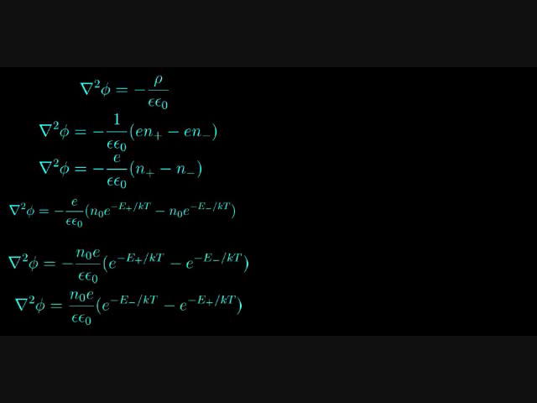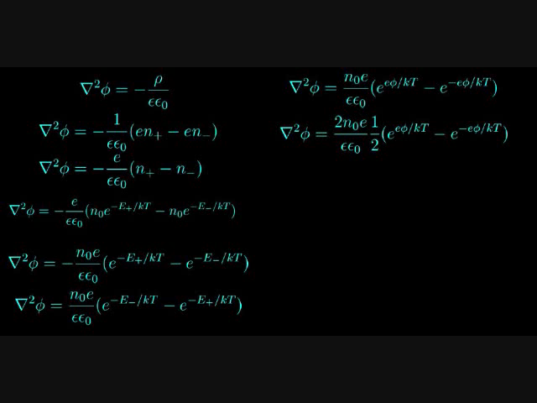Distribute a negative sign. The energy of a particle is its charge times the electrostatic potential phi at distance r. Multiply and divide by 2. Use the definition of hyperbolic sine. This is the nonlinear Poisson-Boltzmann equation. It must be solved numerically for the electrostatic potential.